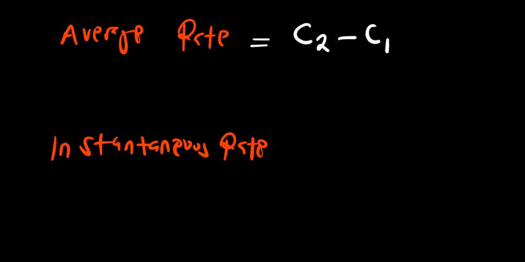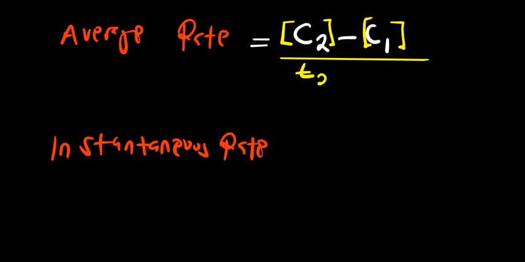Okay, now the way we denote concentrations, we put in these square brackets to mean that this is the concentration. Okay, basically this is what you're going to have as your concentration. And then you're going to have the initial time and the final time. So you're going to subtract the final time, which I'll call T2, minus T1.